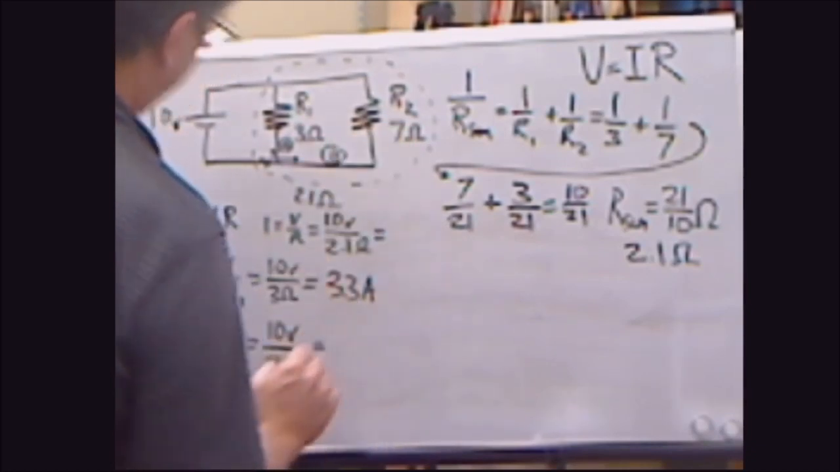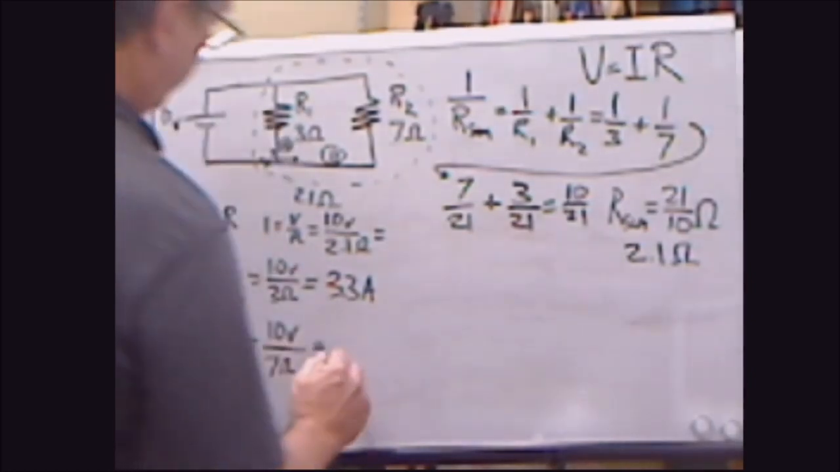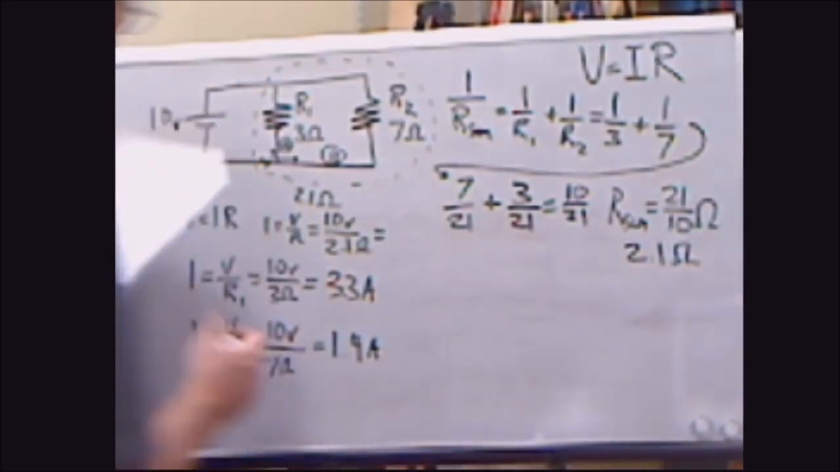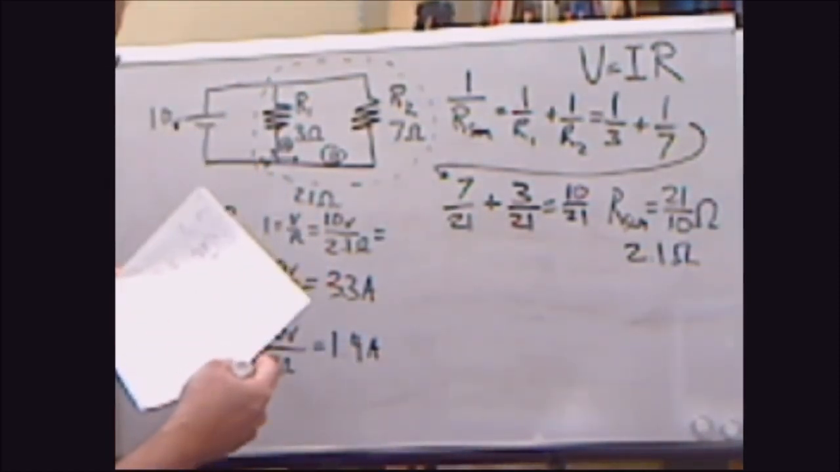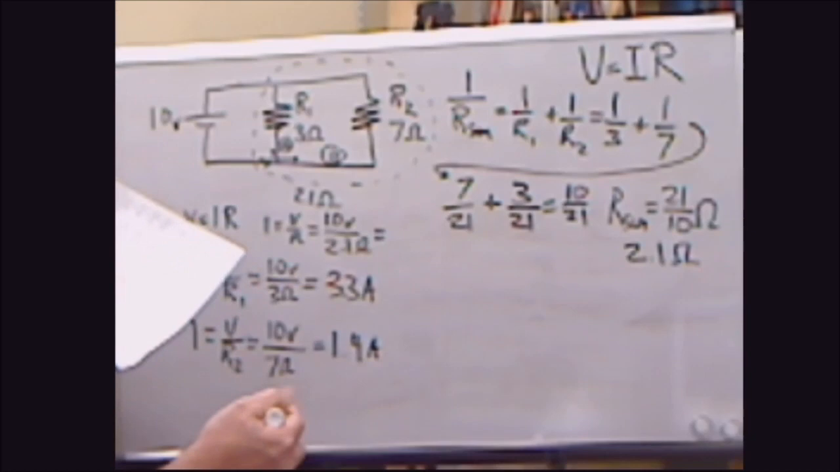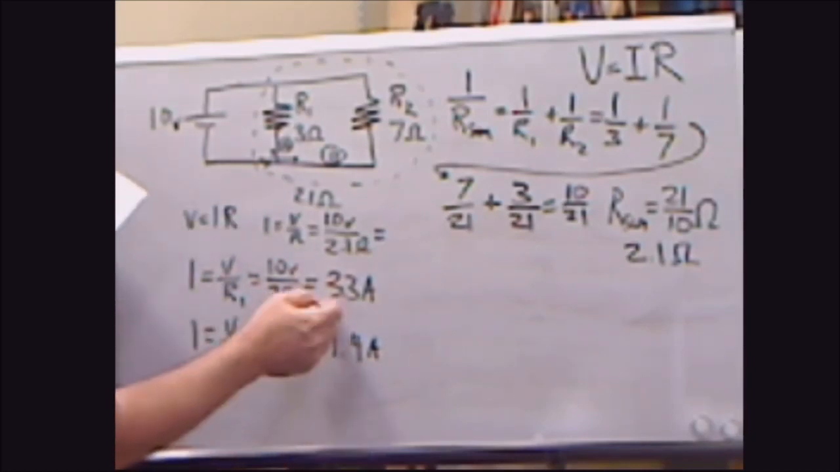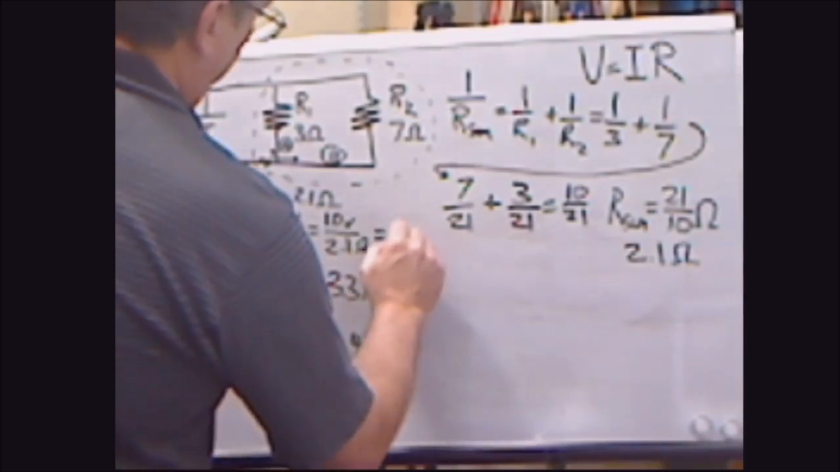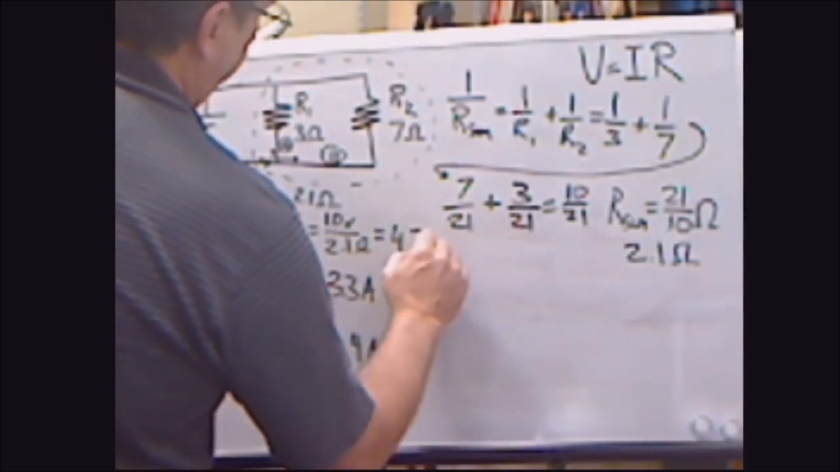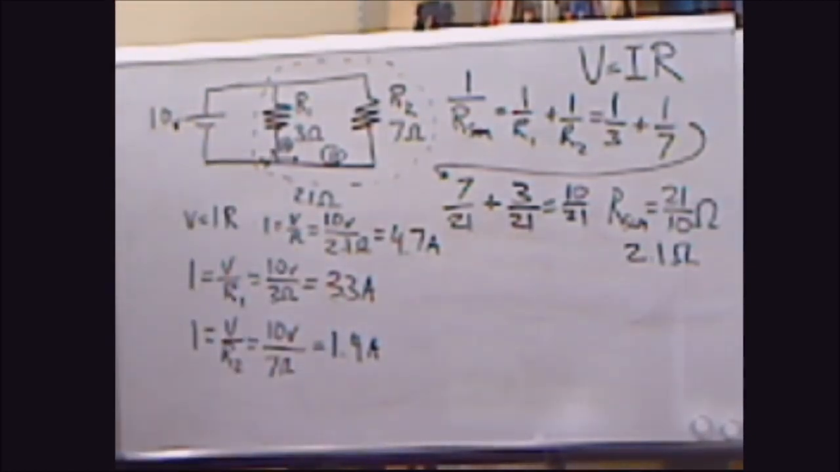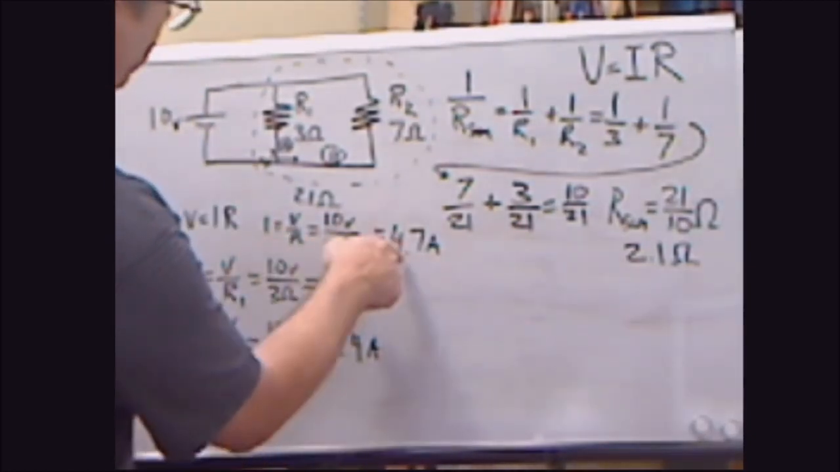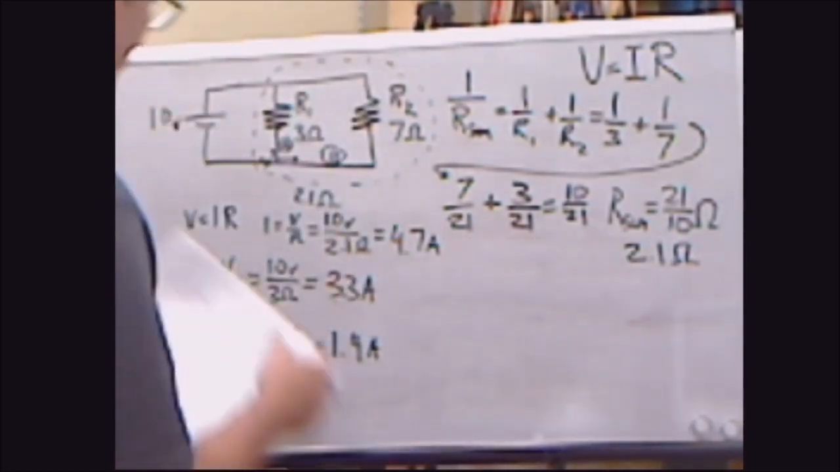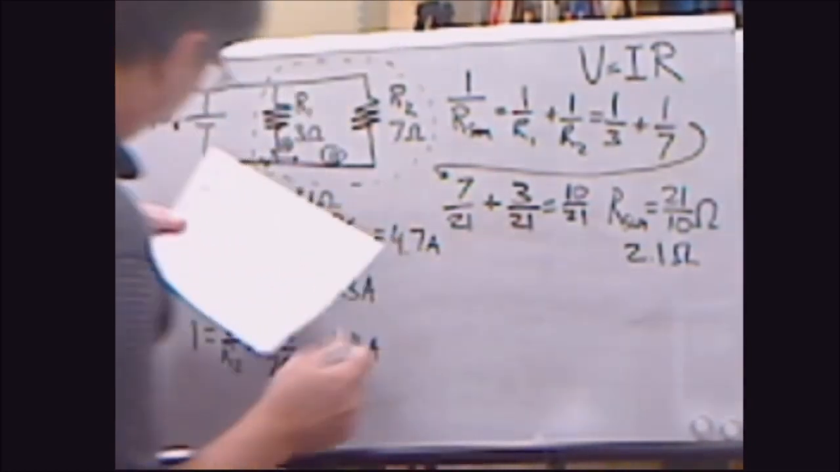And we get 10 over 7, which is going to be 1.4 amps. And those two are going to add up. So that's got to be 4.7 amps. And you can check me if you want. But 2 times 4 is 8, and we're adding a 0.1 and a 0.7 in there. That seems about right, doesn't it? Passes the smell test. All right.